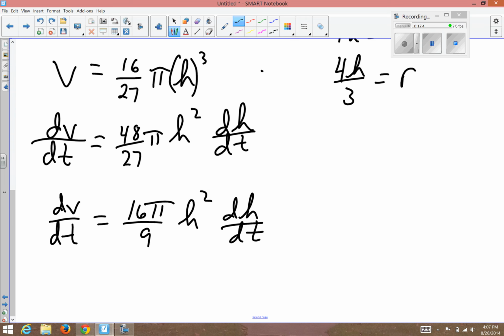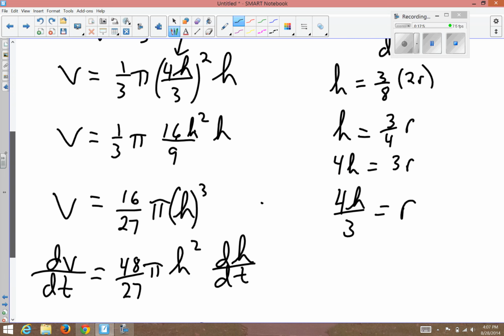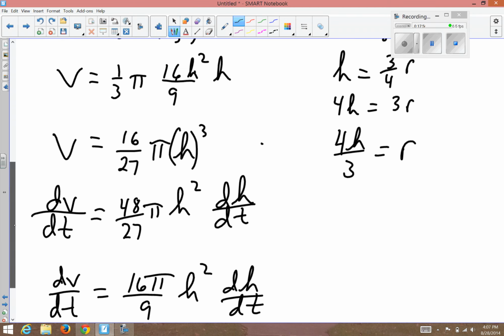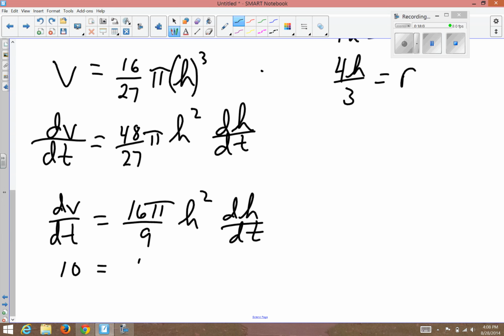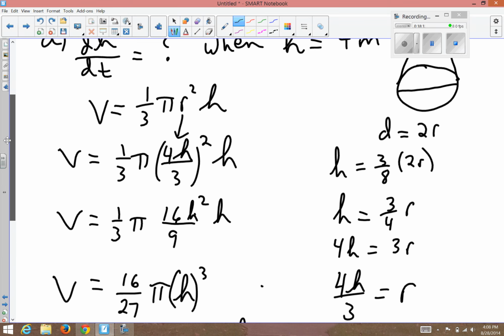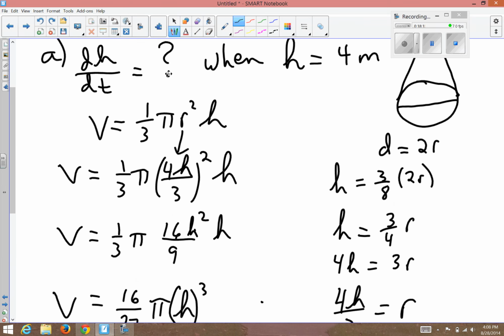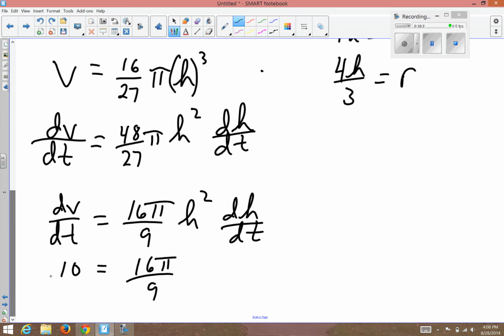All right, now we're going to plug in numbers. Now that we've differentiated both sides, we plug in numbers. I'm looking to see if we have a number for dv dt. Yep, 10. I'm not going to worry about the units. It's going to be 10. Here I'm going to write 16 pi over 9. Do I have a number for the h? The answer is yes, because we're trying to find dh dt when h is 4. So right there is 4 squared. And dh dt is what we're looking for, so copy dh dt.